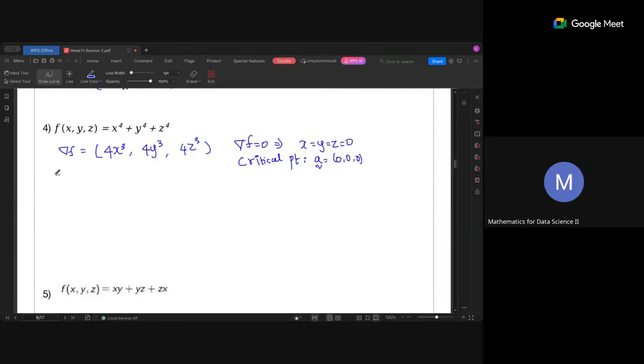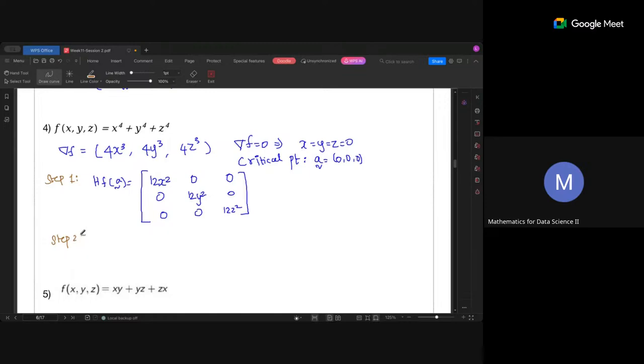Okay. So now you have step 1, the construction of the Hessian matrix. So you have Hf at a tilde. What is fxx? What is fxy? 0. And fxz? 0. And this is a symmetric matrix, so this value is 0. What is fyy? 12y square. And here what is fyz? 0. And symmetric, zero. So here these are 0. And here you have z square. Right?